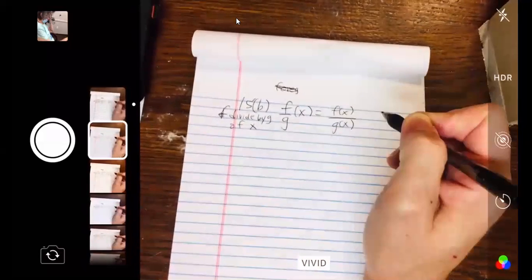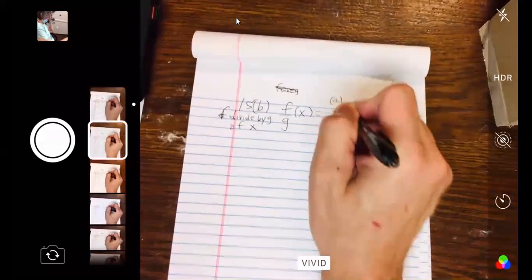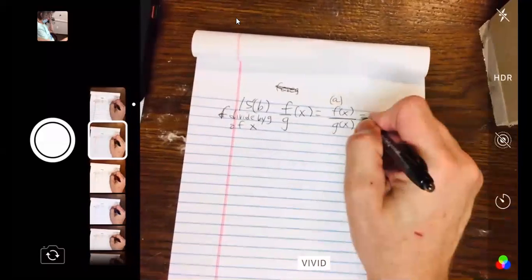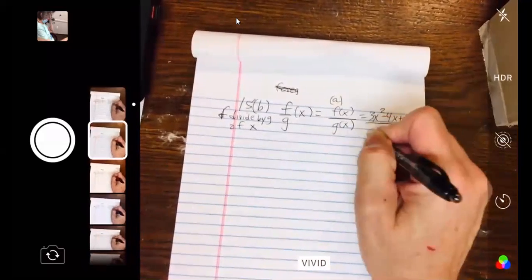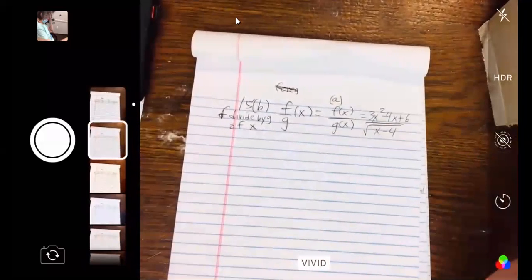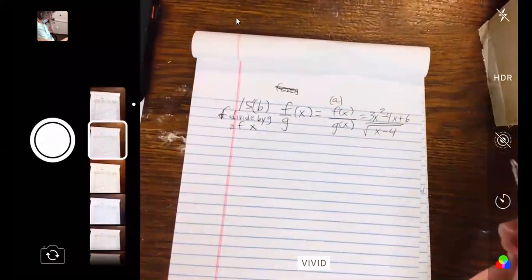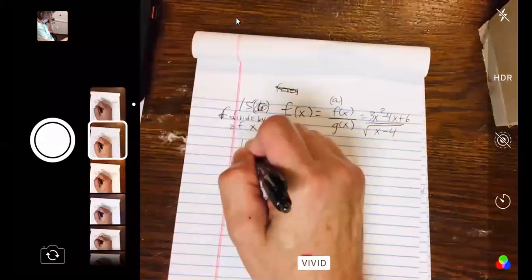So this actually is part A. When you actually write this down, the f is 3x squared minus 4x plus 6. The g is square root of x minus 4. Right. And then I did what you said, because the bottom is only greater than, so greater than 0, and I got x is greater than 4.